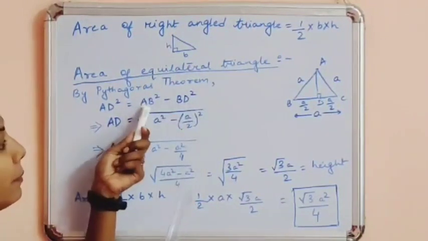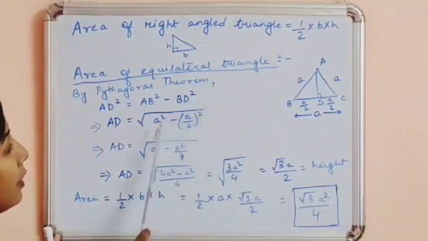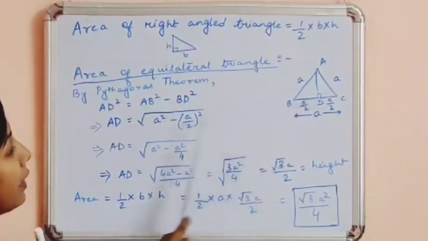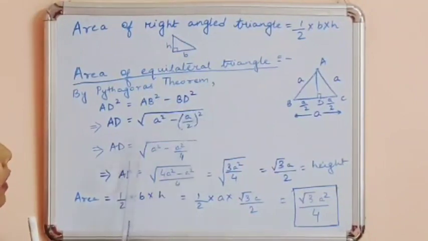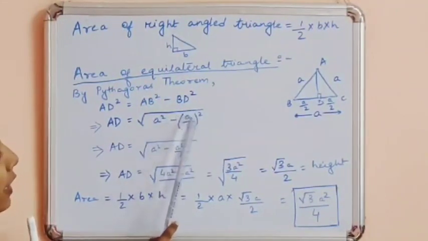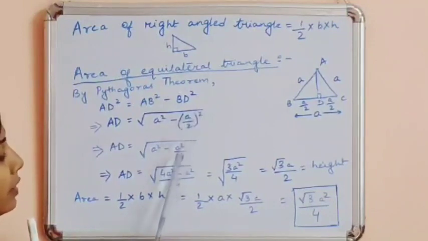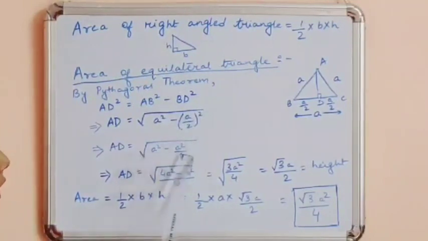Here the value of AB is A. So AB square is A square and BD square will be A by 2 whole square. Now removing this bracket, we get A square minus A square by 4. Taking the LCM, we get 4 here and 4A square minus A square, which on solving we get 3A square by 4, square root over 3A square by 4.